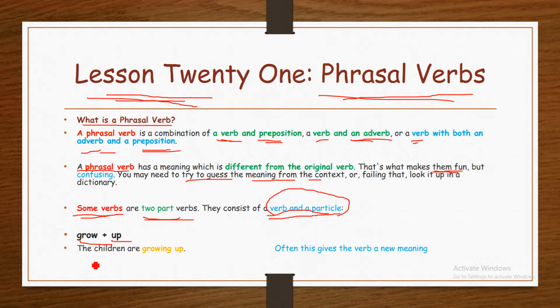Grow up. The children are growing up. Here it takes ing because it is in the present progressive tense. It is a phrasal verb, a verb plus a particle. Often, this gives the verb a new meaning.